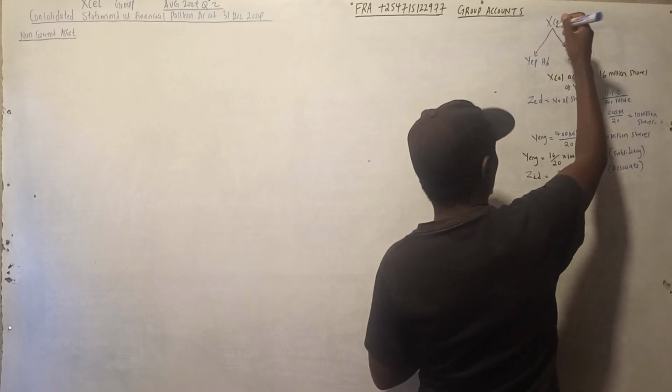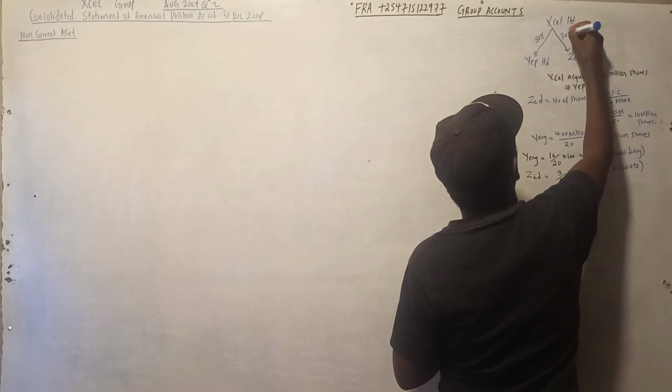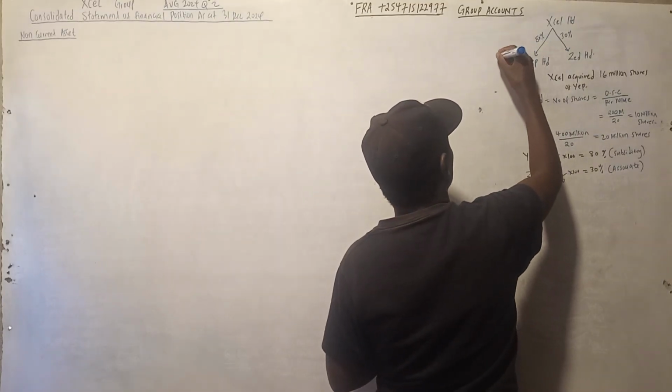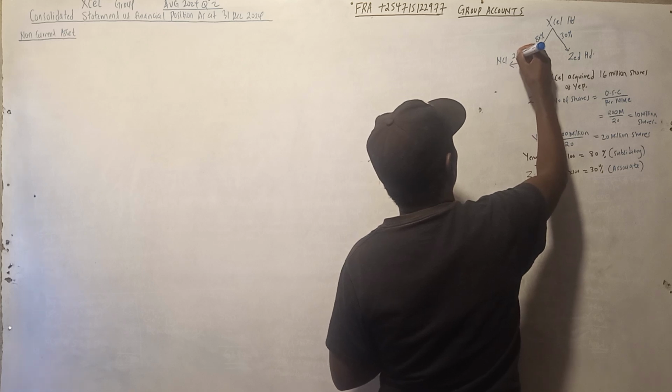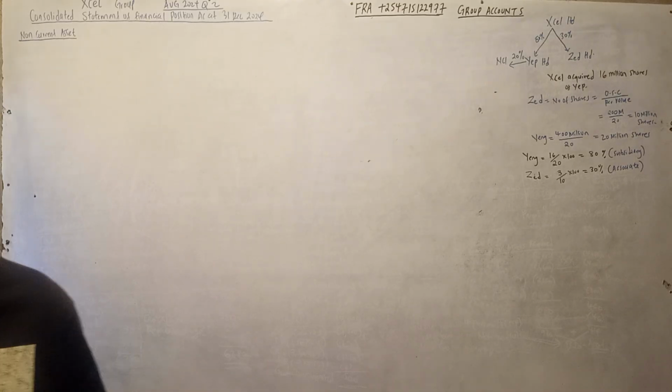So this one, YEP, is 80%. This one is 30%. So for a subsidiary, we always have what we call the NCI, the non-controlling interest, of 20%. So we are done with information number 1. Still information number 1, investment in debenture.